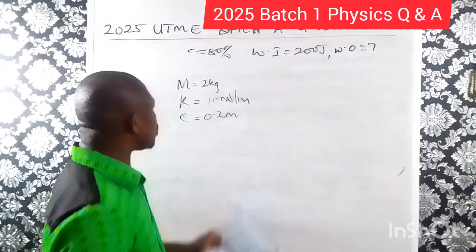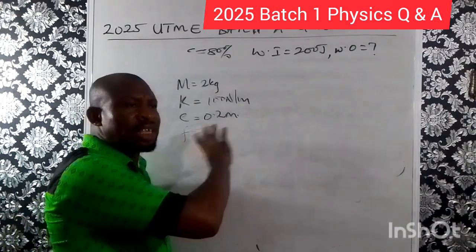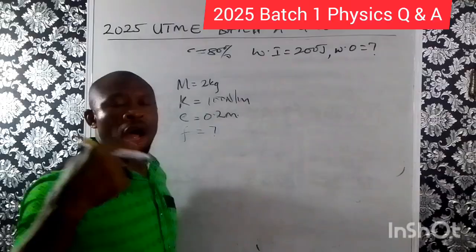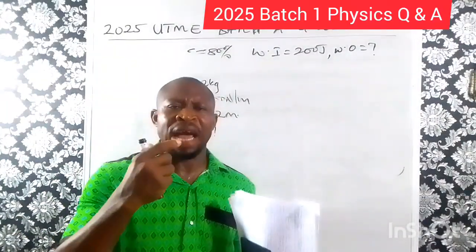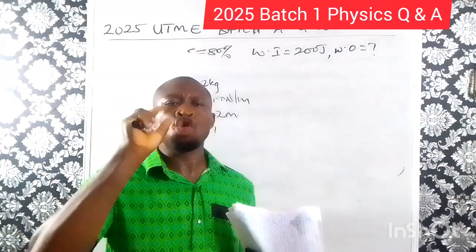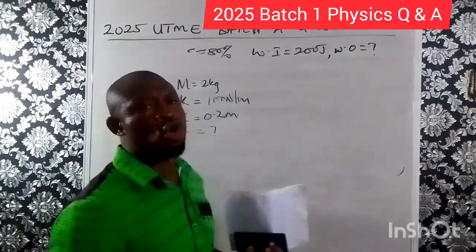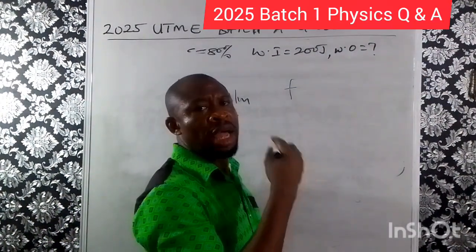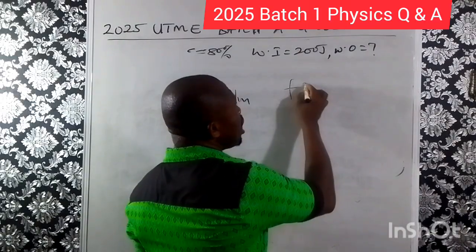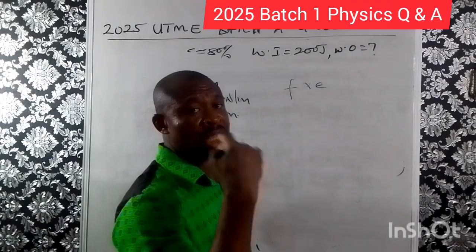Then what is the magnitude of the restoring force? In this case, this one is very simple. For you to answer this, just call to mind that principle, Hooke's law. Of course, we said that Hooke's law states that force applied to an elastic material is directly proportional to extension, provided that the elastic limit is not exceeded.